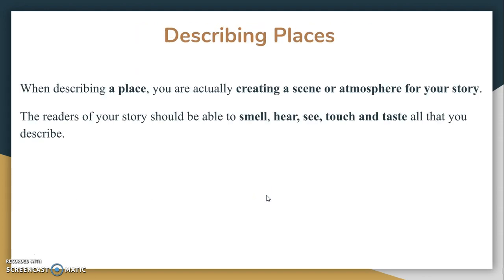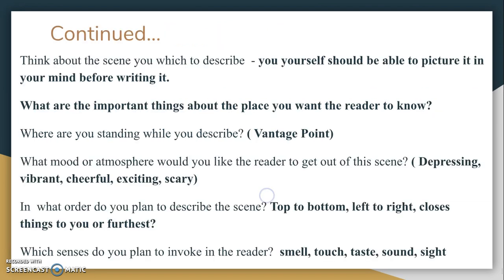When we describe places, we create a scene or an atmosphere for our readers. Please pause if you need to. When you're describing places, you have to have a clear picture in your mind of the place. Remember, if you are drawing this picture or painting a picture of, let us say, a haunted house, there must be a place you are standing, at a street corner, looking at the haunted house. What can you see?